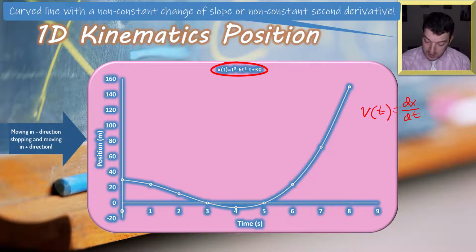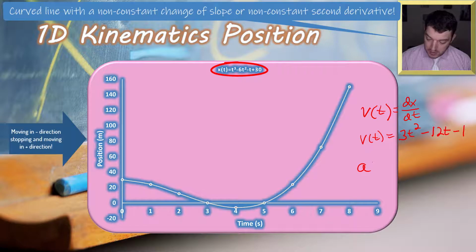T cubed is going to be 3 times t squared. 6t squared is going to be minus 12t. T goes to 1 minus 1, and 30 goes to 0. So our velocity as a function of time is equal to 3t squared minus 12t minus 1.